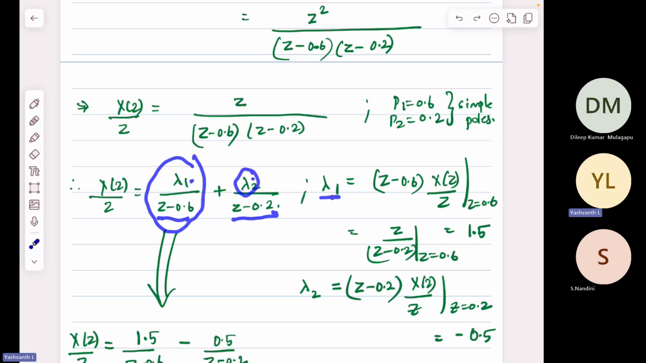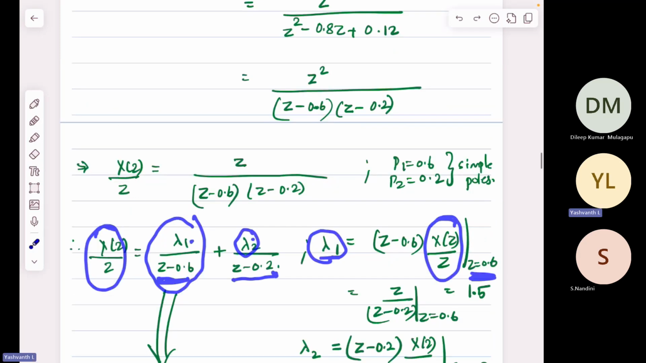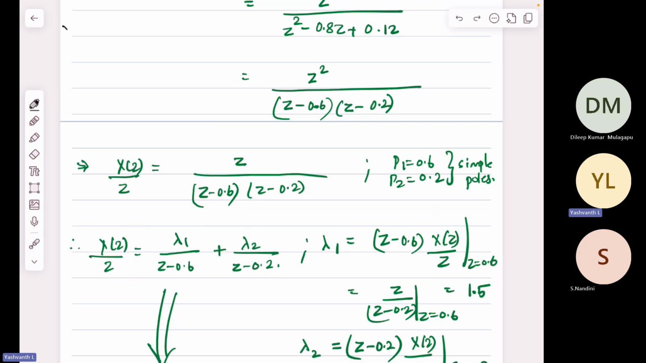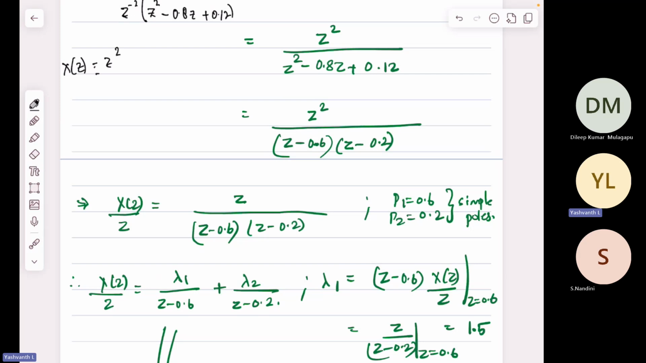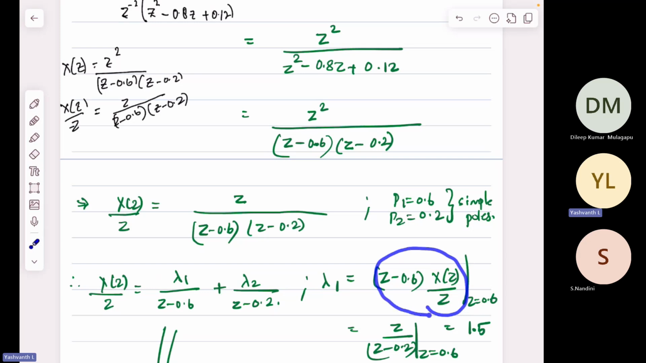Now, how do you find lambda 1? Lambda 1 is obtained by taking X(z)/z, multiplying by (z - 0.6), and evaluating at z = 0.6. Let me write it down here. We know that X(z) is z^2 / ((z - 0.6)(z - 0.2)). Therefore, X(z)/z is z / ((z - 0.6)(z - 0.2)). Now I need to compute (z - 0.6) times X(z)/z and then put z equal to 0.6.